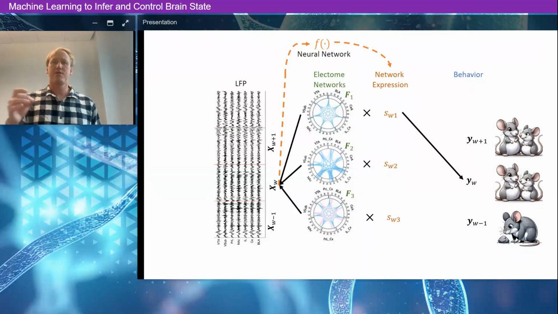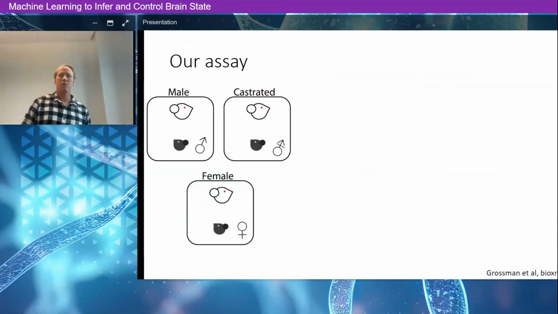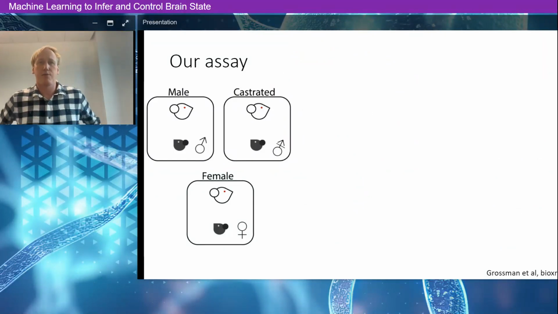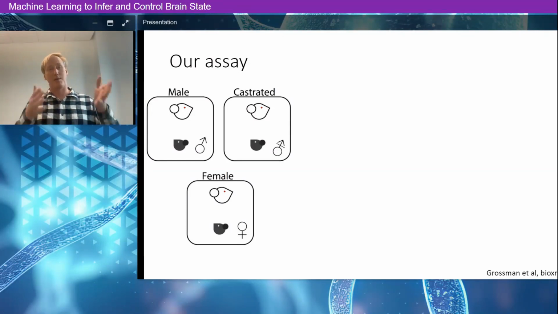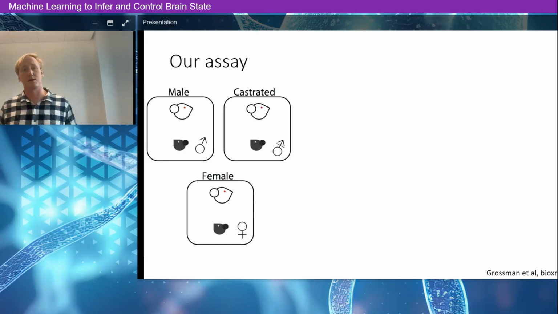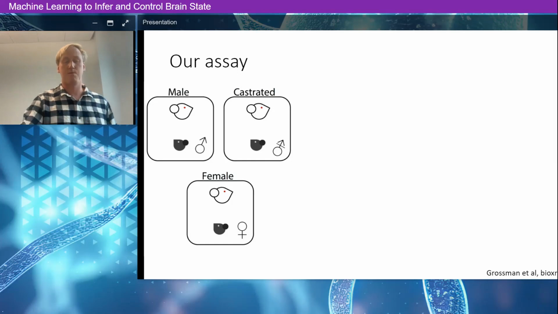So this is the general model, and I want to talk about how we can use it. We're going to start talking about what happens in aggression. We're going to be looking at 3 scenarios where we have a male mouse that we're recording data from, and we're going to pair it either with another male, another castrated male, or a female mouse. And in these 3 different scenarios, you would expect different types of behaviors to happen.